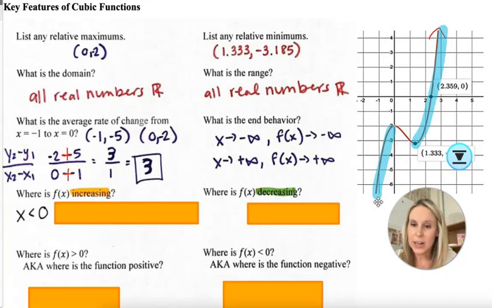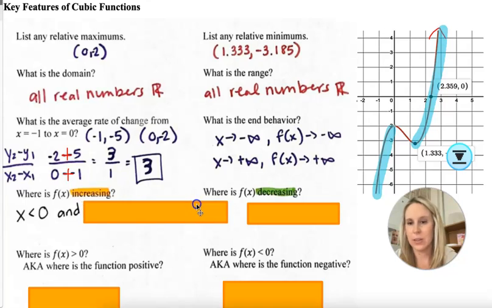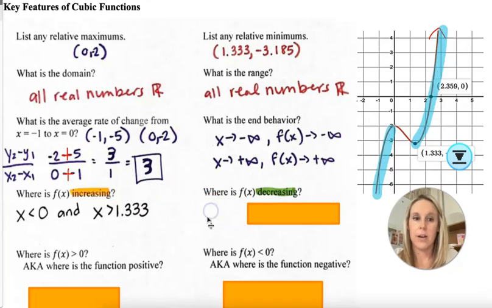When we had quadratics, we wrote the word or. Now we're going to write the word and. So I have this answer and this answer. It also starts to increase right here at a 1.333, because that's our x value, all the way to forever. So that would be when our x is greater than 1.333, because it's on the right side. So increasing, decreasing for cubics definitely gets a little bit more challenging because there is more than one answer versus a quadratic.